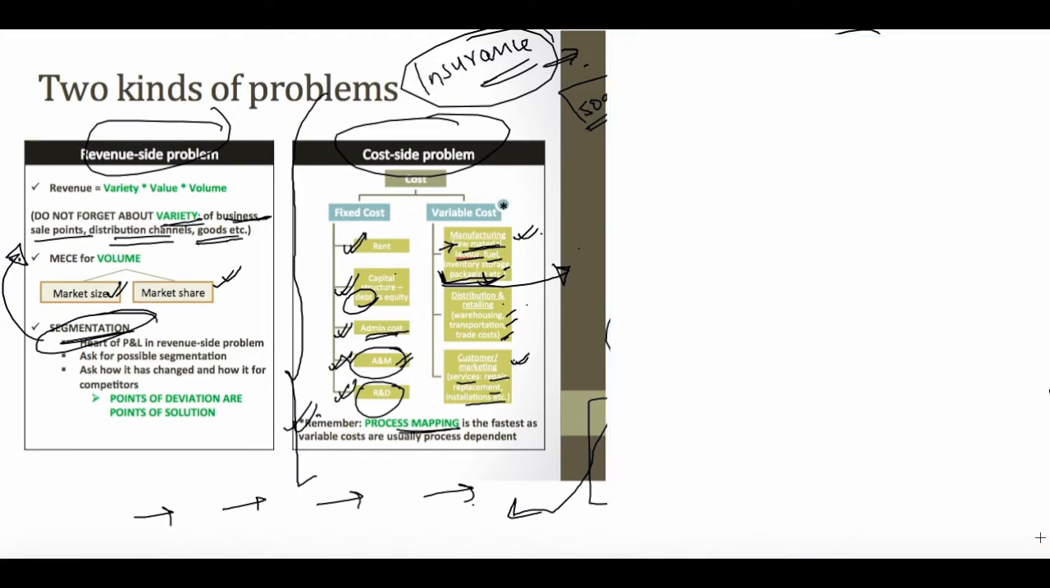Okay, now let's have a small discussion on the next point. So we have asked for the possible segmentation. Now sometimes knowing the segmentation is not enough. You have to do two critical comparisons. So one is with your own history, second is with the market.